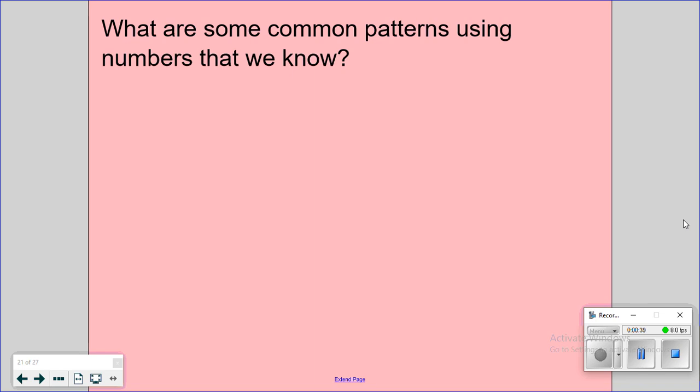Devin? 1, 2, 3, keep going. So literally repeating the same number over and over again. 1, 2, 3, 1, 2, 3, 1, 2, 3. That is one type of pattern that we've looked at with numbers. But we also looked at another type of pattern. What other type of pattern did we look at?